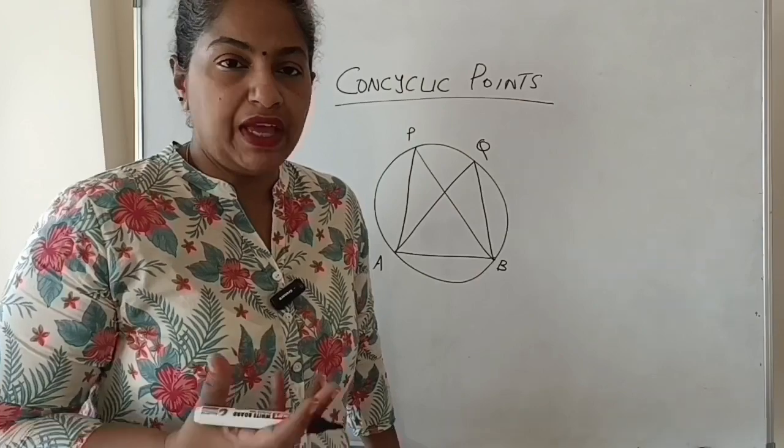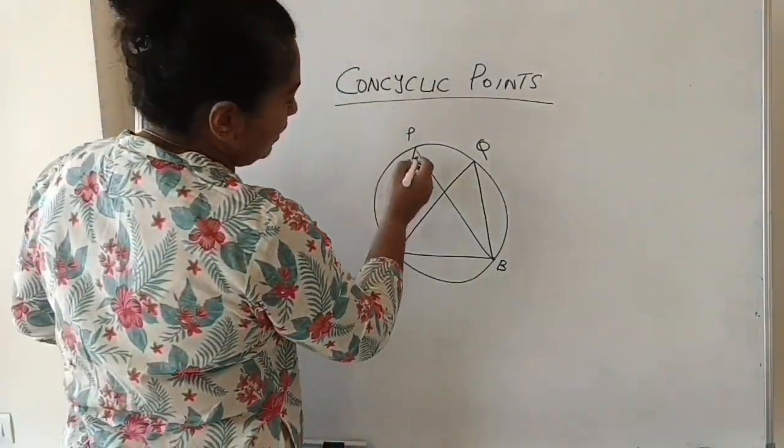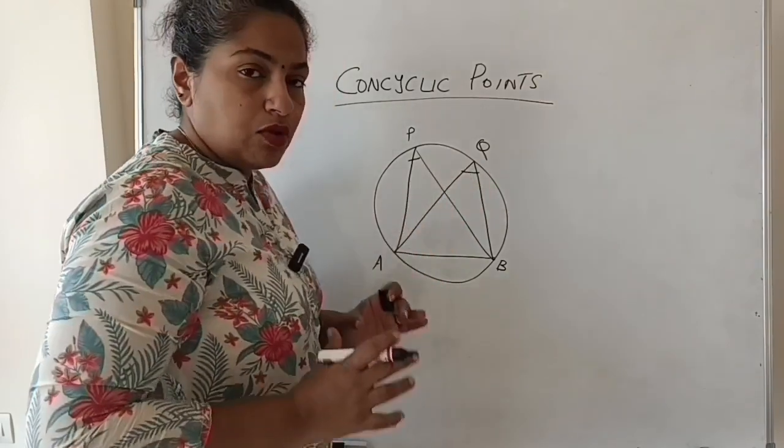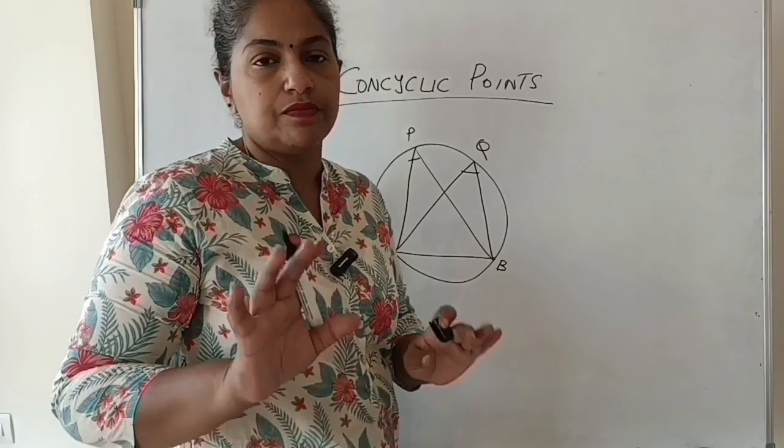Okay, we have a circle. I have not marked the center. We have a chord AB. Now, what can you say about this angle and this angle? Both these angles have to be equal because they are angles in the same segment of the circle.